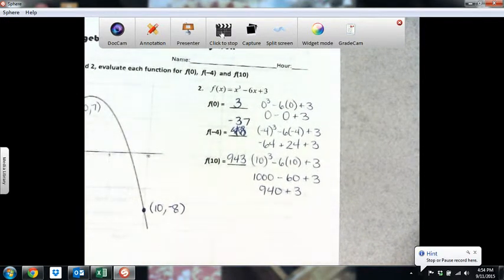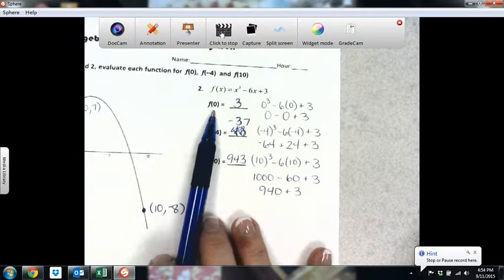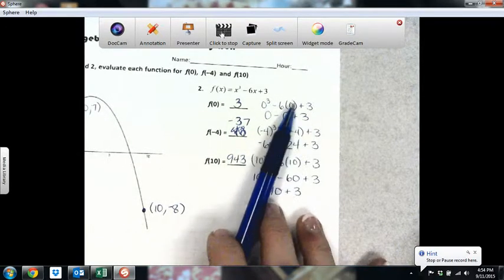So when I evaluate in function notation, f at 0 is saying plug in 0 everywhere you see x, and then simplify the problem.